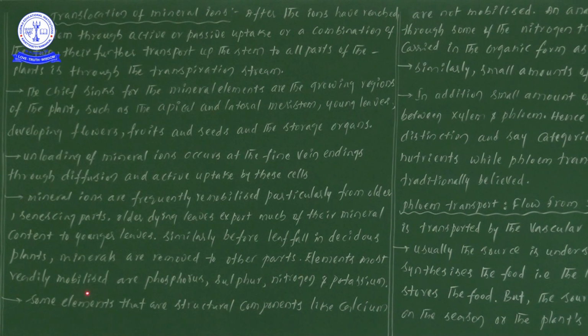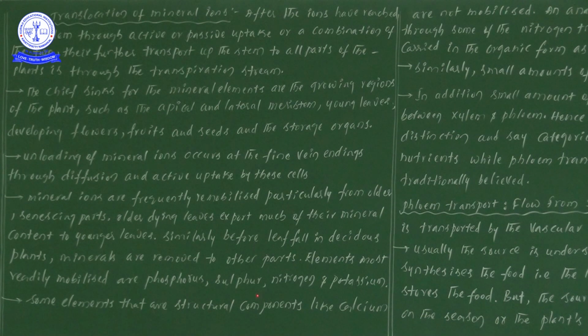Elements most readily mobilized are phosphorus, sulfur, nitrogen and potassium. Here we may get one doubt: we are learning there are different types of mineral ions, and all these mineral ions move from one place to another place. Sir, can you give any example of the mineral ions which mobilize from one place to another? Try to save this in your mind. What are those? Phosphorus, sulfur, nitrogen and potassium.